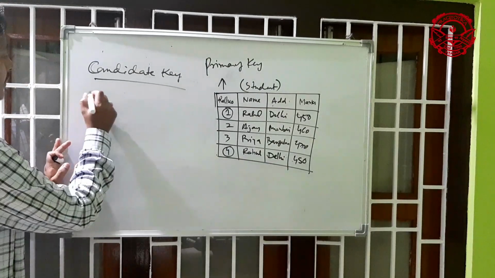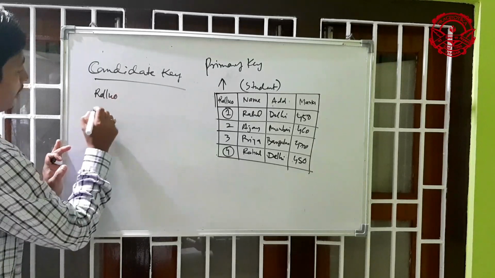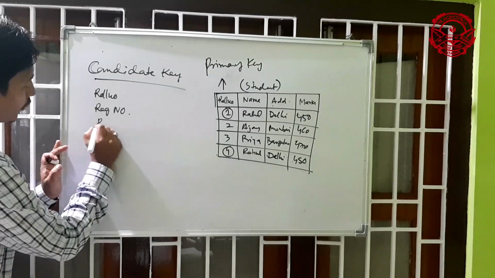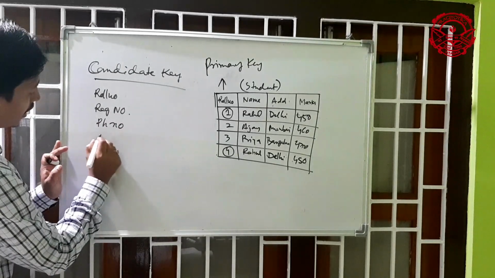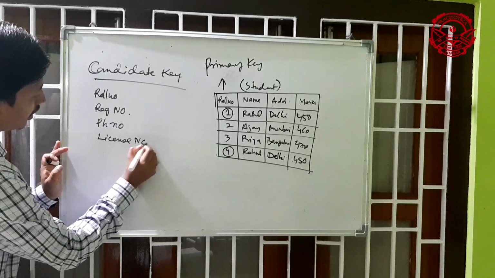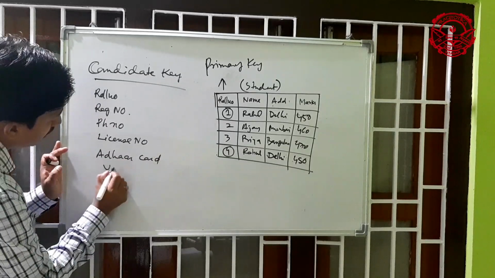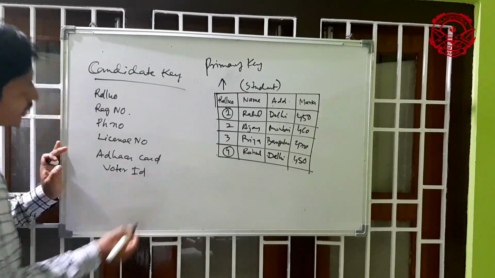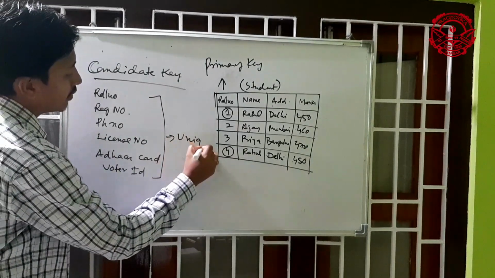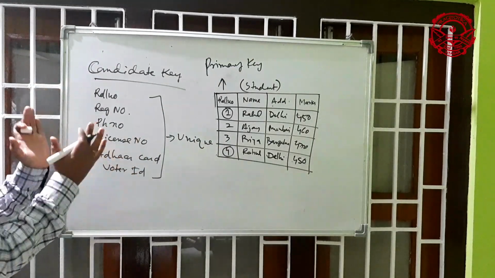For example, roll number, registration number, phone number, license number, Aadhaar card number, voter ID. So these are all unique. Candidate key means what? Unique value. It should be a unique value.